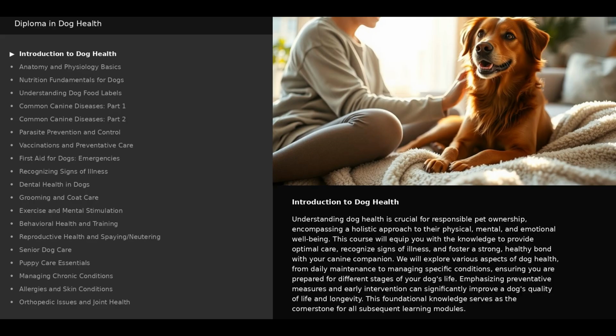We will explore various aspects of dog health, from daily maintenance to managing specific conditions, ensuring you are prepared for different stages of your dog's life. Emphasizing preventative measures and early intervention can significantly improve a dog's quality of life and longevity. This foundational knowledge serves as the cornerstone for all subsequent learning modules.